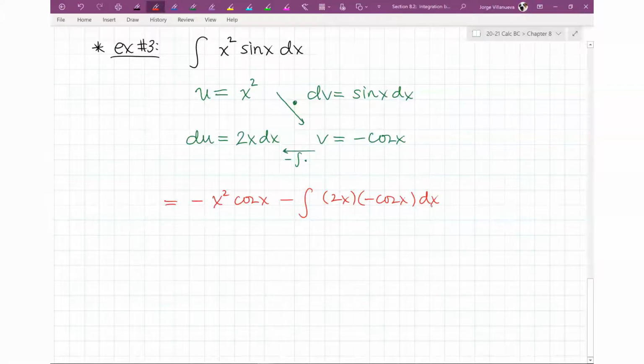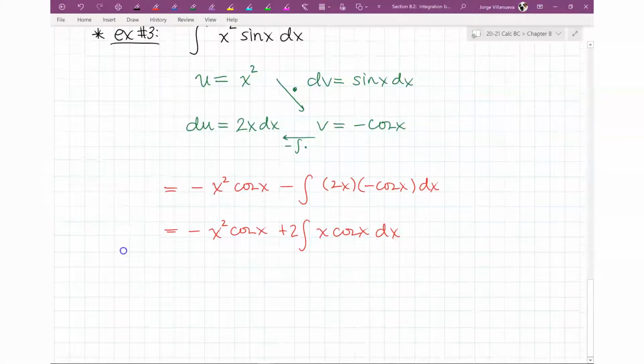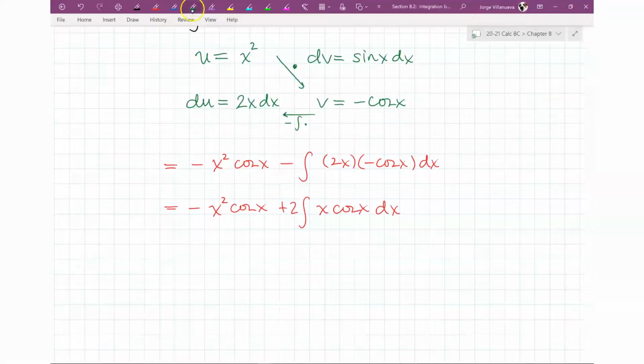Now again, I didn't simplify it as I did the problem, or else I would have taken out the 2 and made it a positive. So let's do that right now. Negative x squared cosine x plus 2, integral of x cosine of x dx. Now you might notice that my integral doesn't look easy like the other ones did. This still looks like a product rule. So since it still looks like a product rule, I'm going to have to do another integration by parts. Okay?